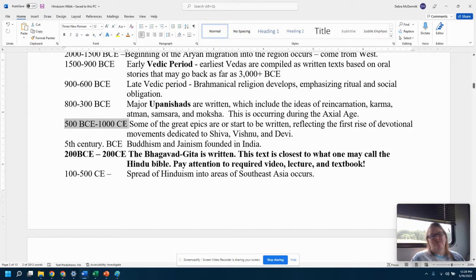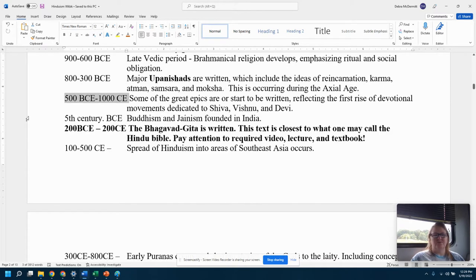Between 500 and 1000, we see a number of great epics written in dedication to Shiva, Vishnu, Devi, and others. 5th century BCE, we do see Buddhism and Jainism being founded. This is right during this time period of the axial age. It's also the time period where the Upanishads are being written. So there's a lot of questions that have come up, and people are seeking deeper meanings and understandings.